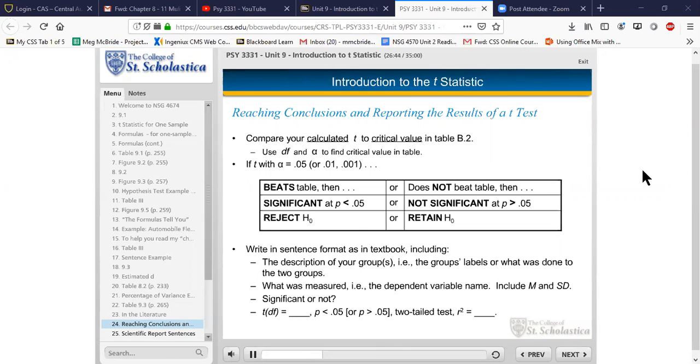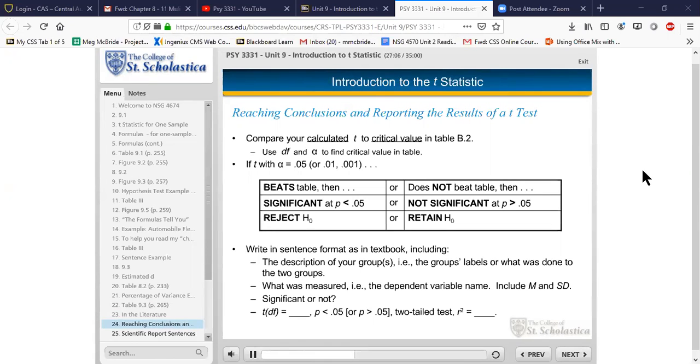If your calculated t beats the critical value, then all of the terms in the left-hand column would go together. Beating the critical value means that you reject the null hypothesis. You have a statistically significant result with the probability less than 0.05 of having made a type 1 error. That is, the error of thinking that you have a real difference when you don't.